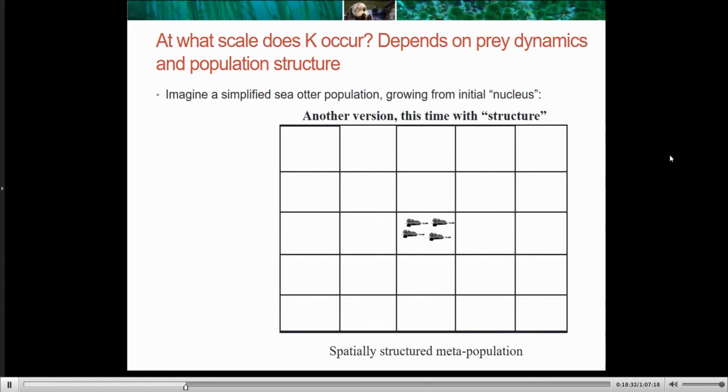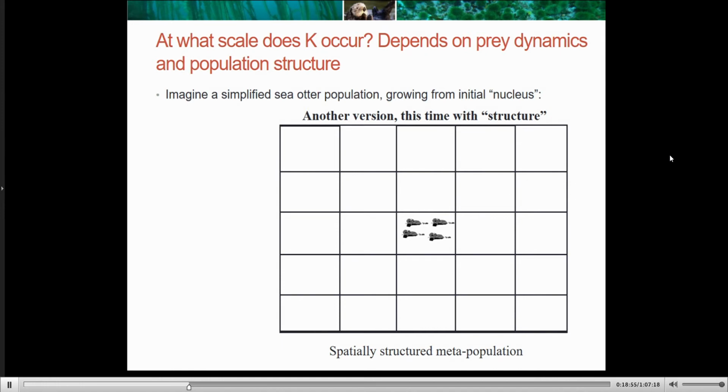We can imagine another version of the same population, but this time we're going to impose some structure on that population. This might be an obvious structure if it was the Aleutian Islands. The structure there might be individual islands, for instance. But in a continuous habitat like California, it might be cryptic structure. There might be areas where the populations are cohesive and other areas where there's not much mixture of animals.